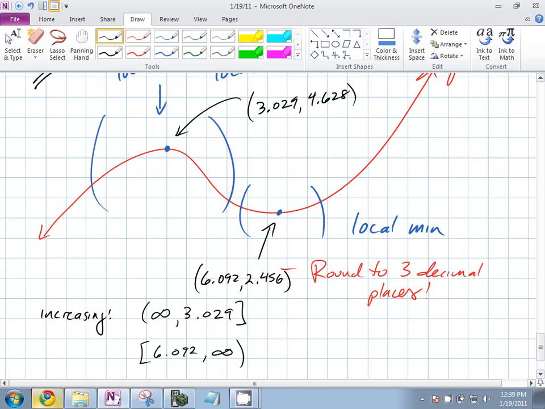Is the function increasing at 3.029? No. Is it increasing at 6.092? So it's not increasing from that. It's increasing infinitely close to it, but not at it. So you can either write it like this or be very specific. You would say it's increasing for every value greater than 6.092 and for every value less than 3.029. At 3.029 and 6.092, is it increasing or decreasing? No. So where is this decreasing?